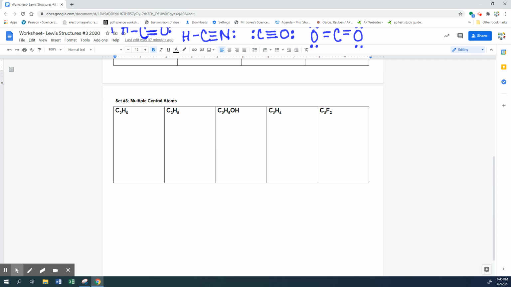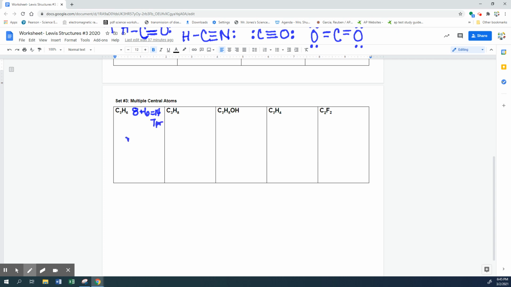Continuing on with multiple central atoms. I know these gave several people a lot of issues, that they didn't understand what was going on. So, first we have multiple central atoms. So, let's figure out the numbers. Carbon has 2 atoms times 4 is 8, plus our 6 from hydrogen is 14, or 7 pairs.